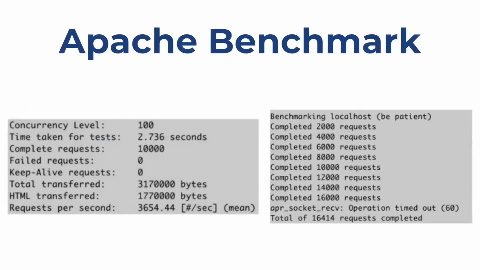So here you can see Apache Benchmark results. When we tested 10,000 requests with 100 concurrency level, it all was okay and was about 3.5 thousand requests per second. But when we tried to test it with 20,000, it fails. But an interesting fact is that if we add some replica sets, all is okay and 20,000 pass.